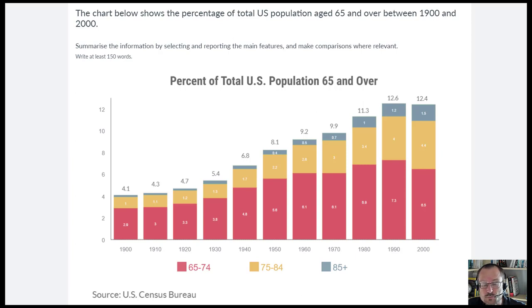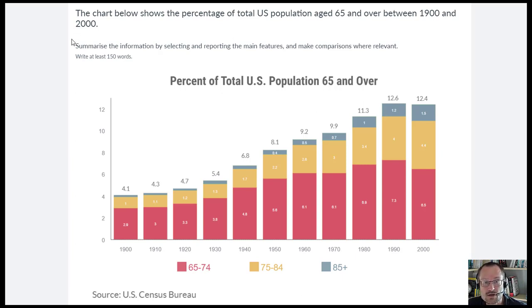So the mindset you should put yourself into is to ask yourself, why did the designer make this graph? What did the designer want to show us? So in this case, we'll start with the title. It says the chart below shows the percentage of total U.S. population aged 65 and over between 1900 and 2000.